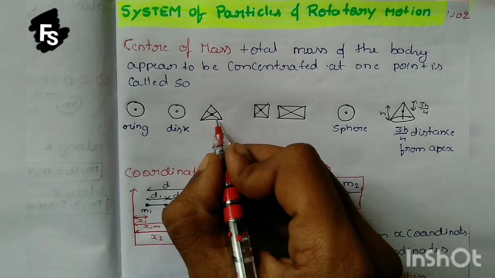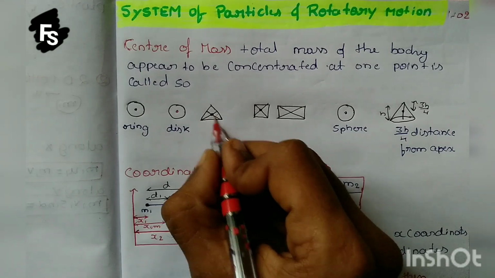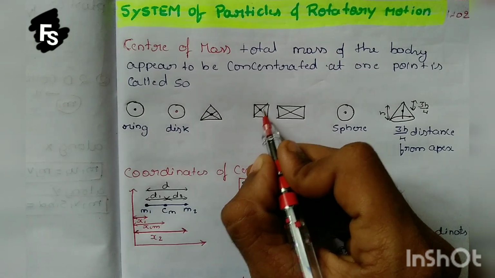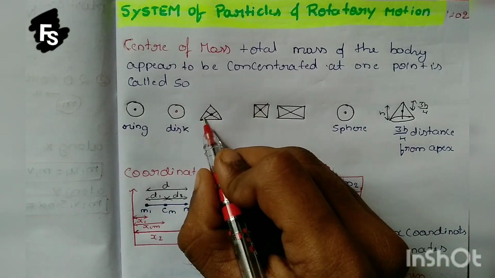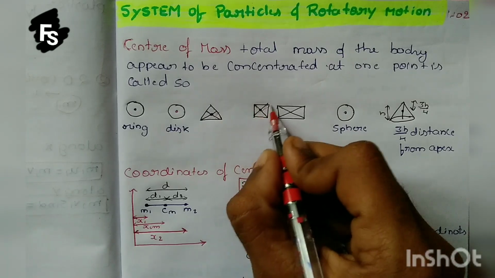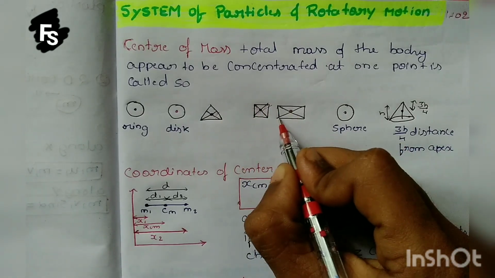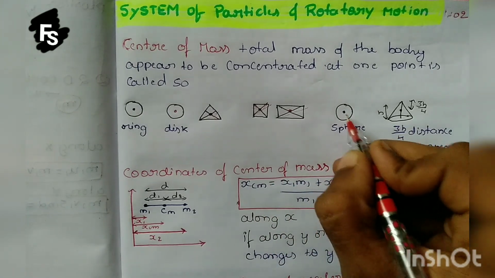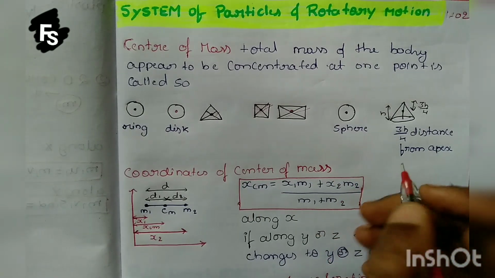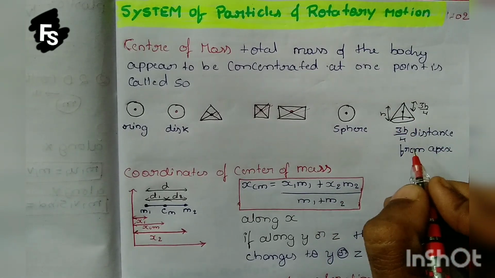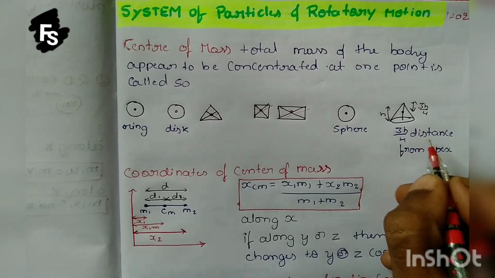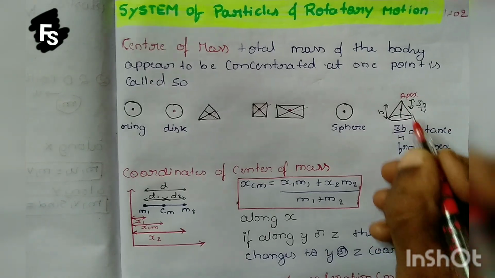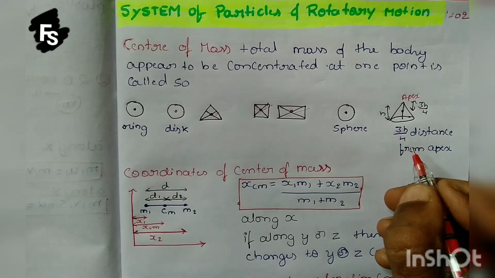For the triangle, the intersection of the medians is known as the center of mass. For the square, it is the intersection of diagonals. In a rectangle also, the intersection of diagonals. For a sphere also, the center of the sphere is its center of mass. For a cone, the center of mass is situated at 3h by 4 distance from the apex. This is the apex.